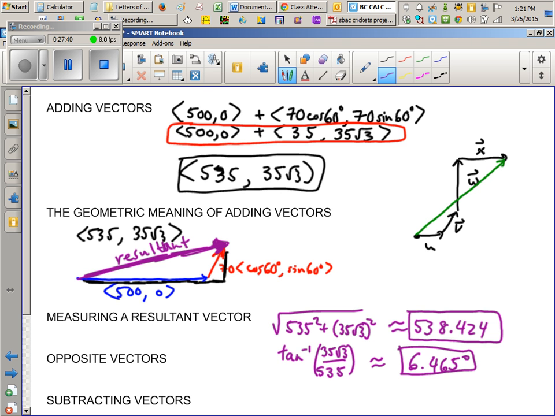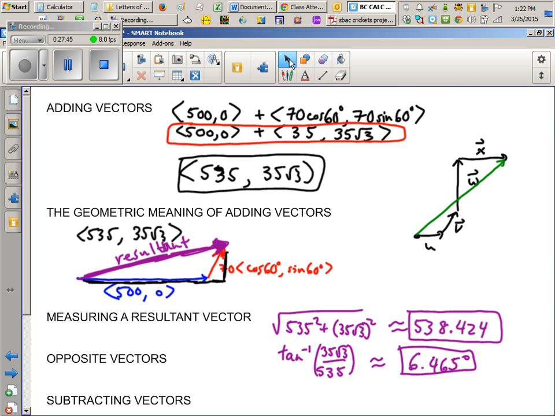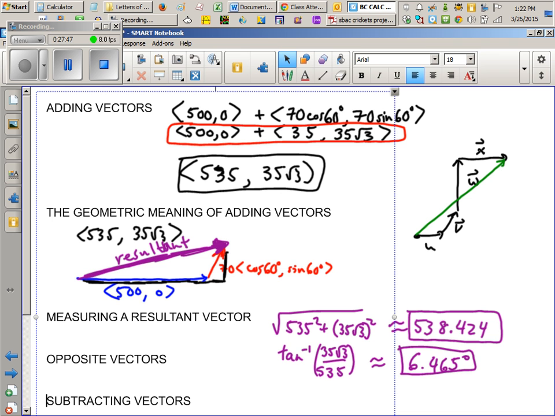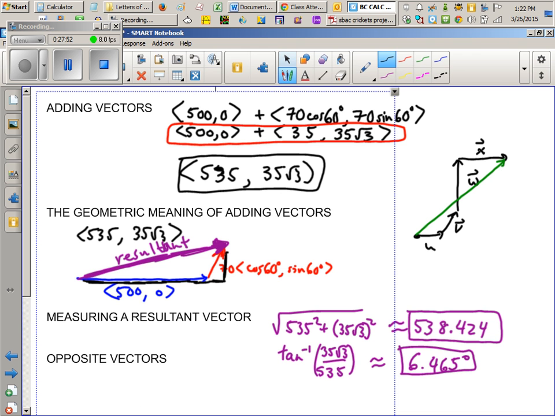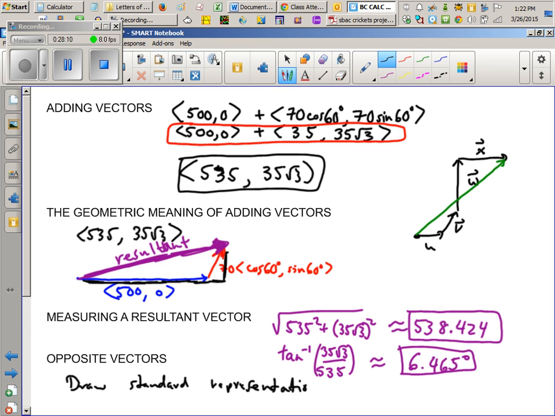Okay, what is an opposite vector? That's pretty simple. Opposite means wrong way, right? It means the other way in math. Most of the time, that's what it means. So if I said, hey, graph, or let's find the standard representation, that means graph at the origin. Draw the standard representation of the vector.